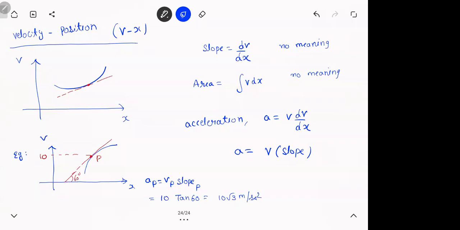But questions will be like this. Straightforward, simple questions. They'll give you a graph and they'll ask you to find the acceleration. So you need to find the velocity at that point. That will be given. Slope also will be given. You just need to multiply and put it up. Have a look at this. That's it. Vx graph, normally you get stuff like this. Ask me if there's any doubt on this.